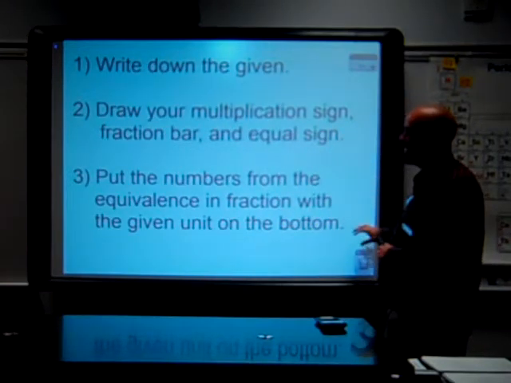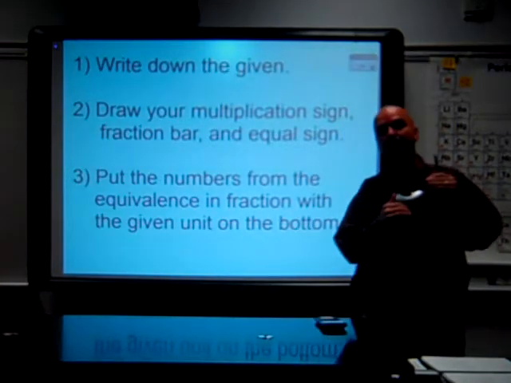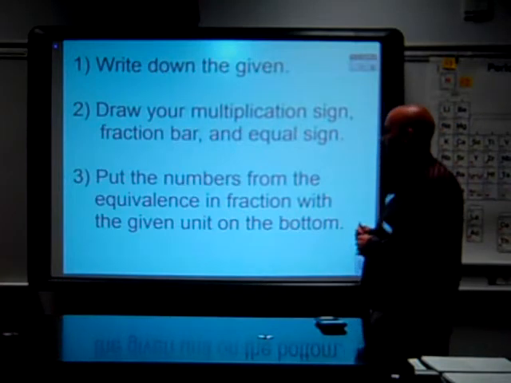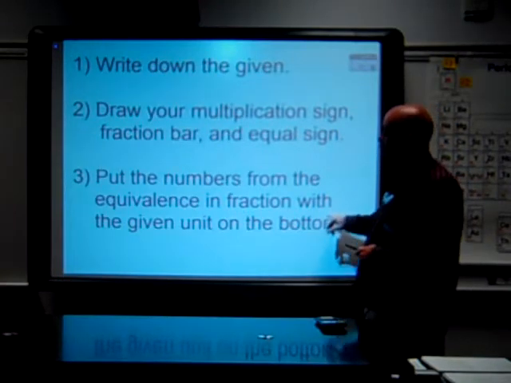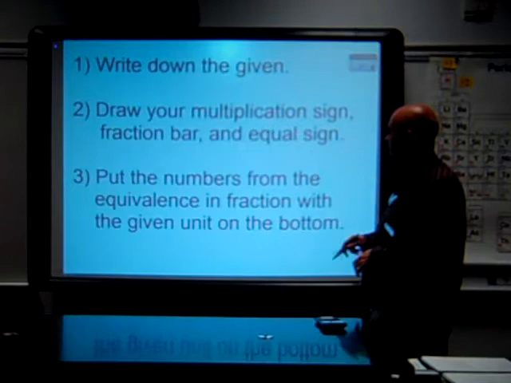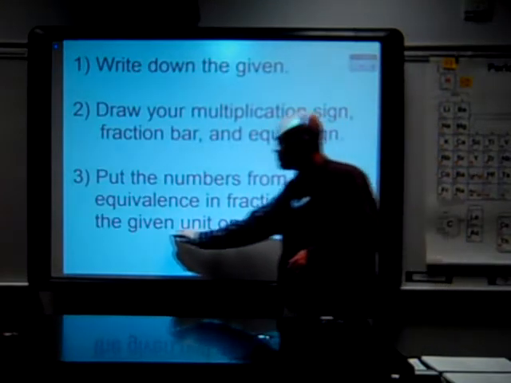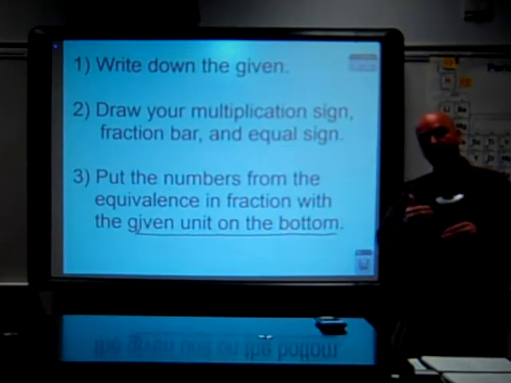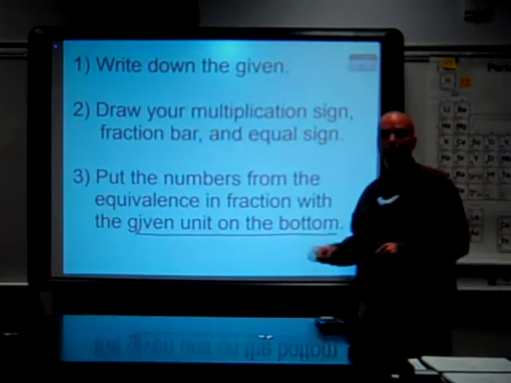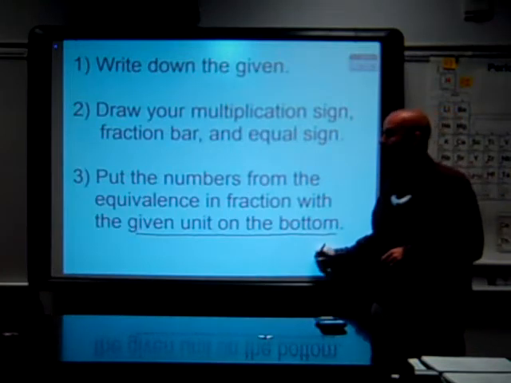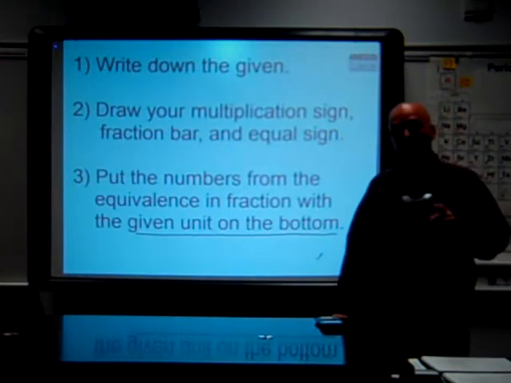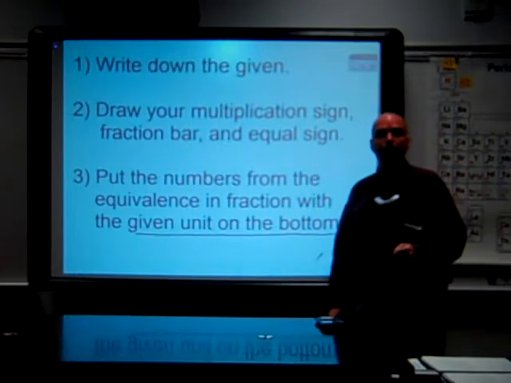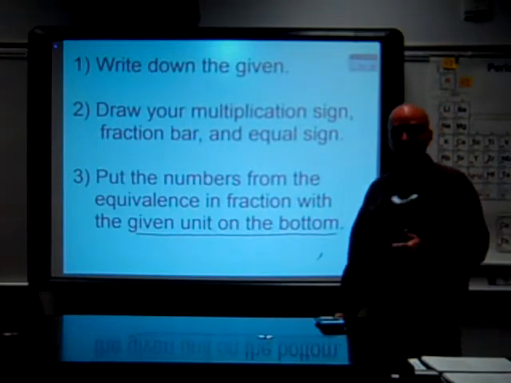Then we wrap the equation up by taking the numbers from the equivalence and putting them in the fraction, using that fraction bar, setting up our equivalences as a fraction, making sure that the given unit is on the bottom. That is key. When we take our numbers out of our equivalence and put them in the fraction, we make sure whatever unit we're given is on the bottom of that fraction. Reason for it is simple. Unit cancellation. We got to make sure that our given unit cancels out.